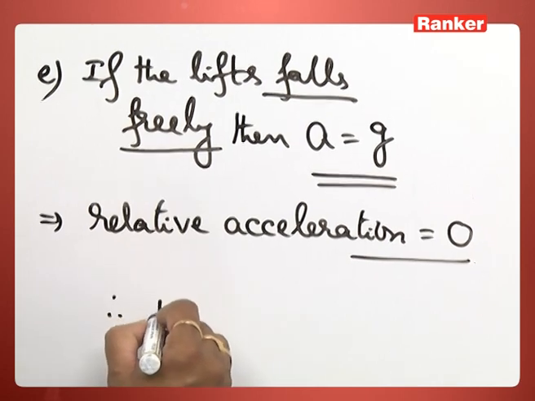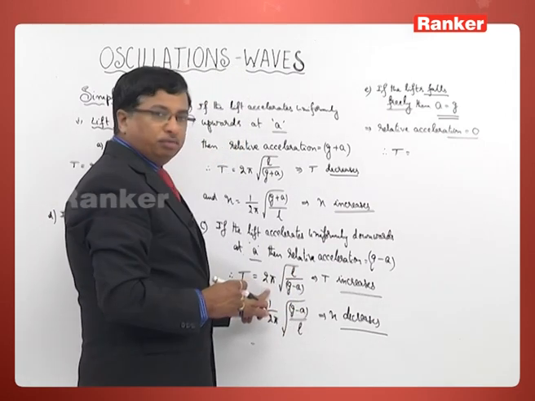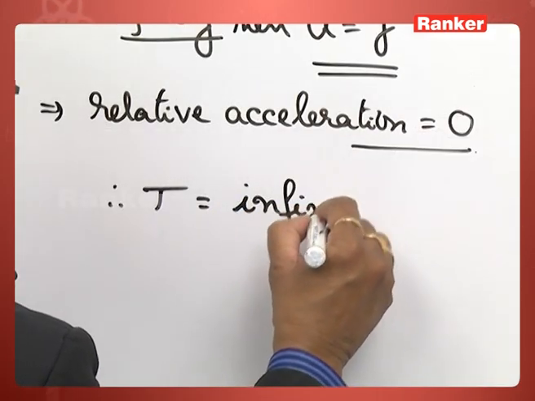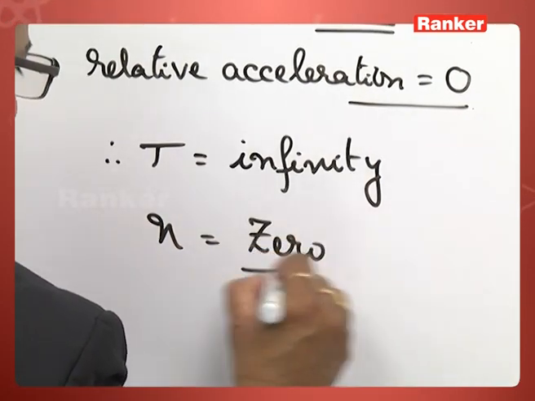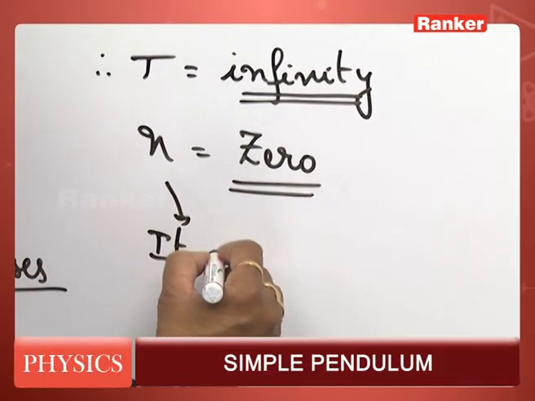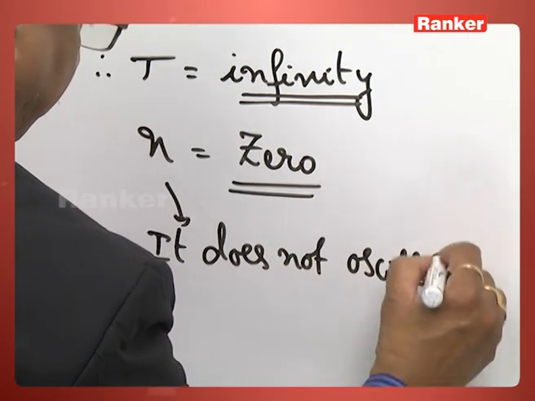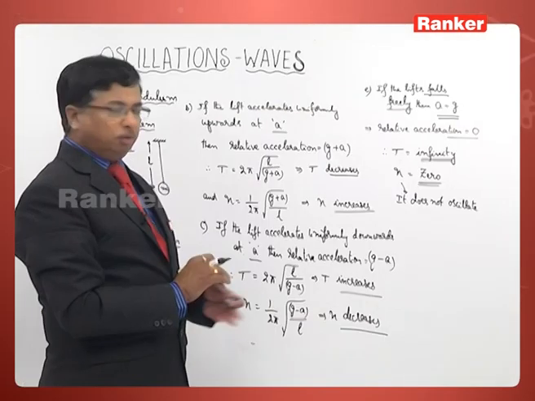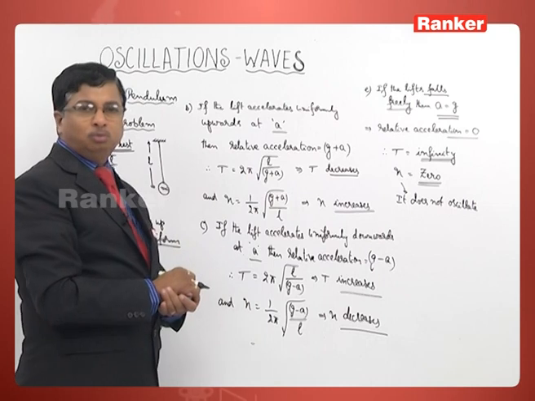Therefore, the value of time period, which of course can be written considering this equation, now becomes infinity, and frequency now becomes 0. What do you mean by frequency becoming 0? Frequency becoming 0 means the pendulum does not oscillate. So that is the ultimate conclusion one needs to have. The pendulum does not oscillate in this particular case. That is one area you have to concentrate on.